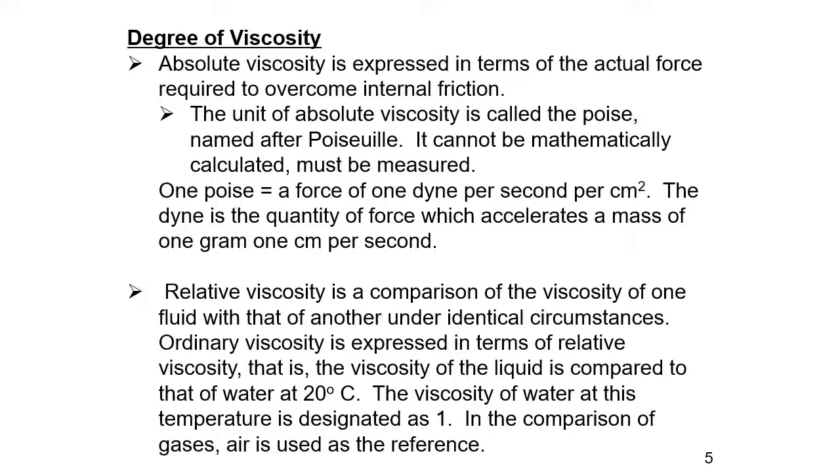Absolute viscosity is expressed in terms of the actual force required to overcome internal friction. The unit of absolute viscosity is called the poise, named after Poiseuille. It can't be mathematically calculated, it has to be measured. 1 poise is a force of 1 dyne per second per centimeter squared. The dyne is the quantity of force which accelerates a mass of 1 gram 1 centimeter per second.